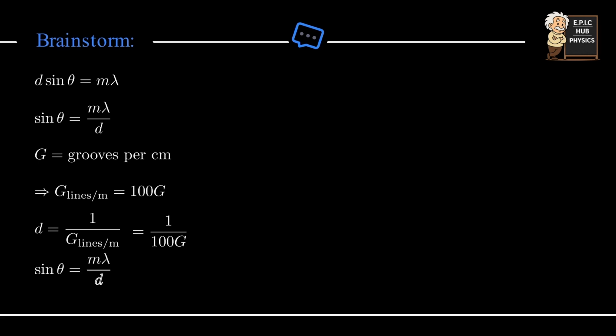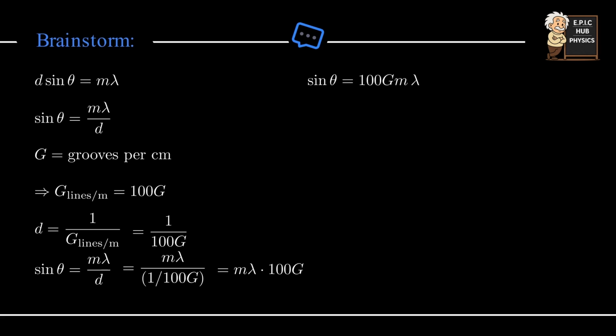Now we substitute this expression for d back into the equation for sine theta. Sine theta equals m lambda divided by 1 over 100 g, which is the same as sine theta equals m lambda multiplied by 100 g. Rewriting slightly, we have sine theta equals 100 gm multiplied by lambda.